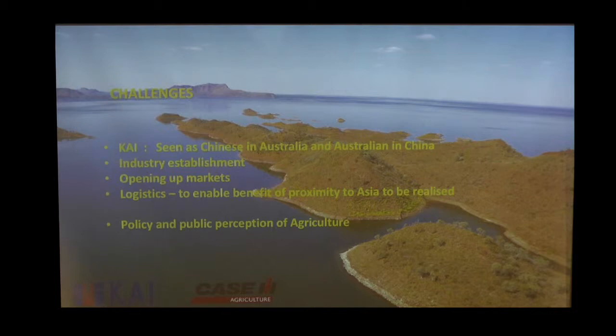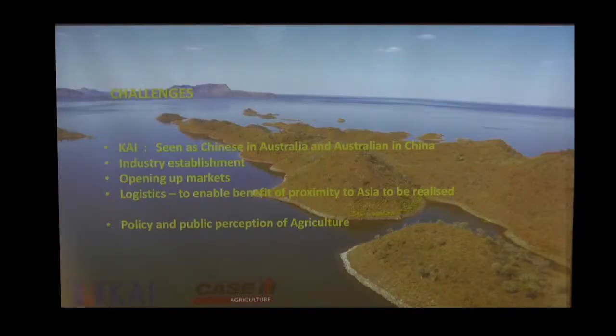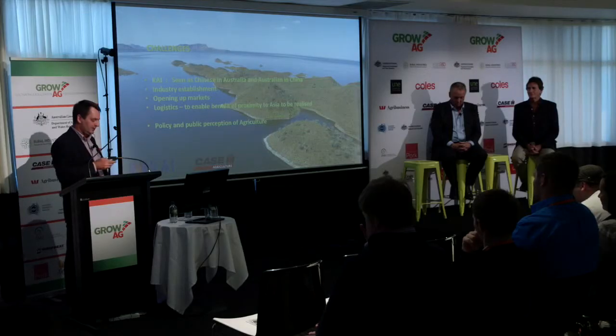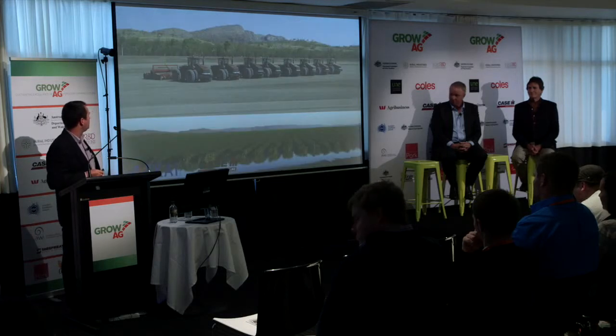Challenges are industry establishment, capital, people, skills, opening up markets. It's all doable, but it's a challenge. Logistics is our big headache. We need to be able to realise the benefits of being close to Asia. And Paul touched on it. A little bit of policy, probably from our point of view, clarity would be nice, and perhaps public perception of agriculture. And that's probably a challenge for the industry generally, not us. But certainly policy in this country around agriculture, I think, is probably a little bit immature and needs a little bit more work. But I'm not going to pick on politics today as my topic of discussion.